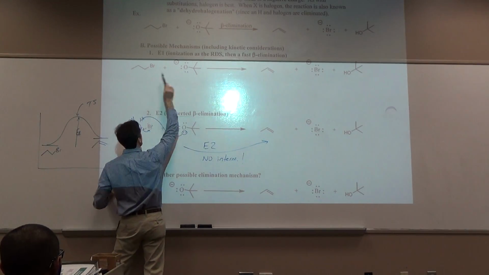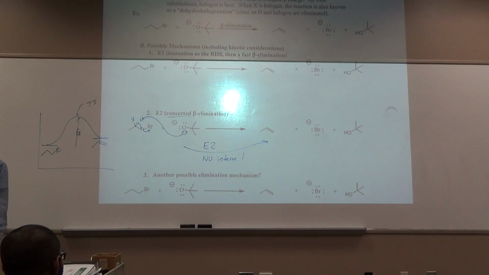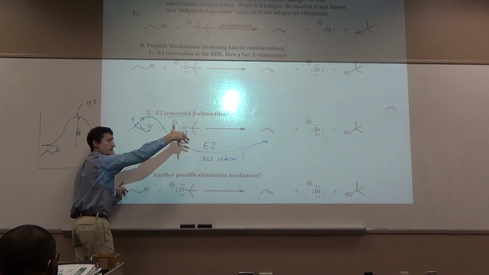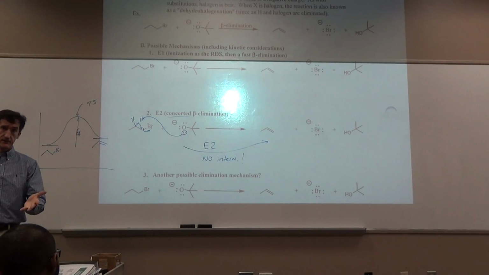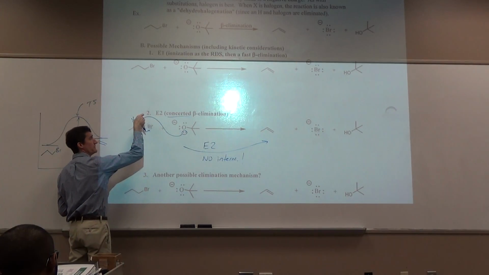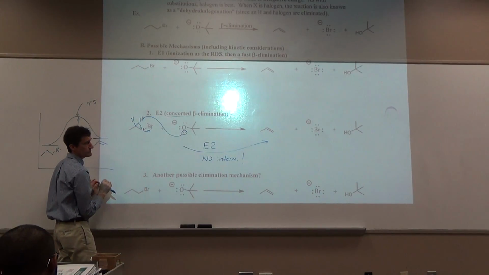That had nothing to do with it in the mechanism we showed up there. That up there was an E1. First step of E1 is the same exact as the first step of SN1. So, this is concerted beta elimination. It's analogous to concerted backside attack with your SN2 substitution. The base abstracts the beta hydrogen, though. Okay?